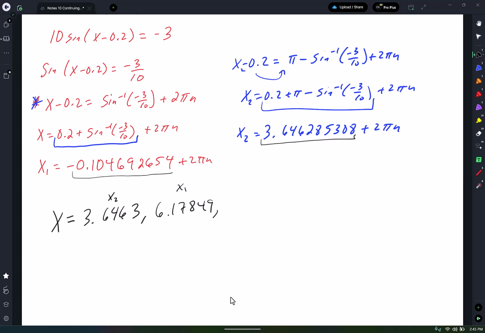Okay. Sorry, didn't mean to freak you guys out. How do I get the next one, guys? Add 2 pi to which one? To the first one, 3.64.